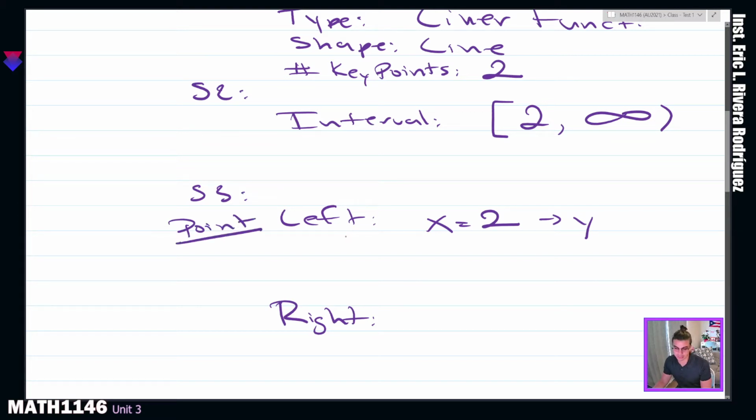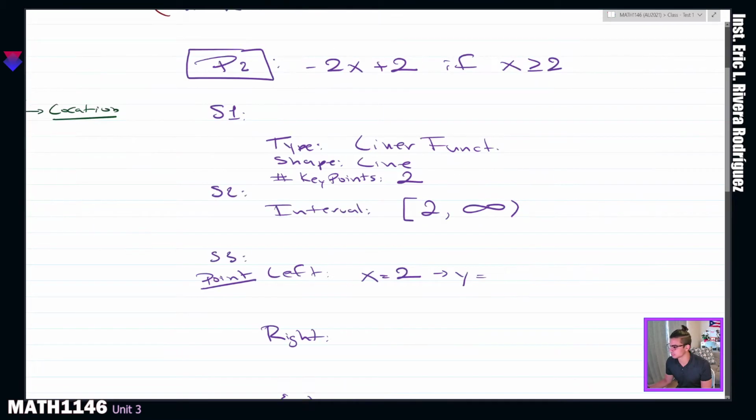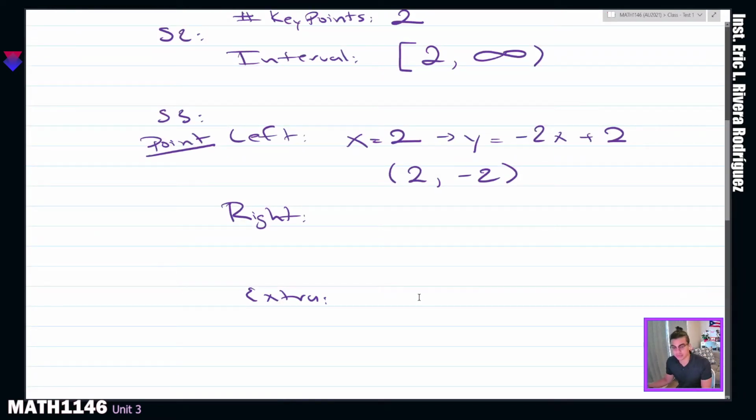so this is going to be a point. Right? This is going to be a point. And what is the equation again? Negative 2x plus 2. And solving this, we are going to get 2, negative 2. And we are going to use a solid dot there, right? Because positive 2 is included in this case. So that's our first point.